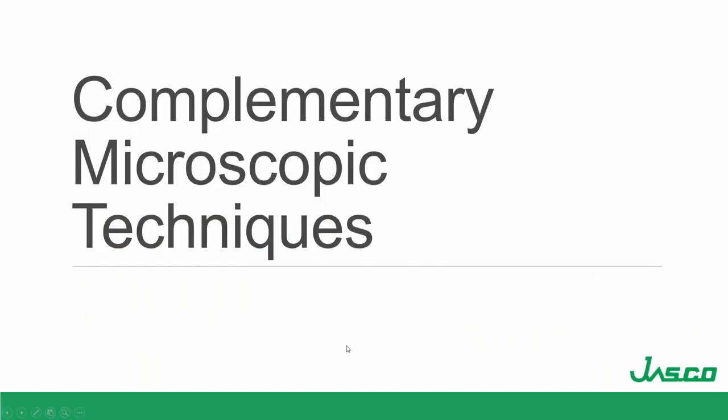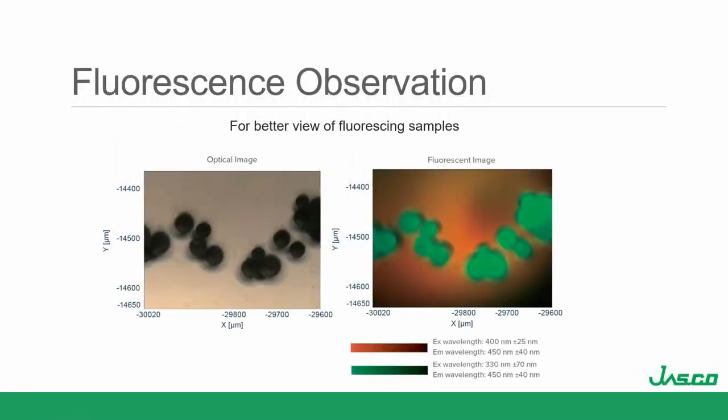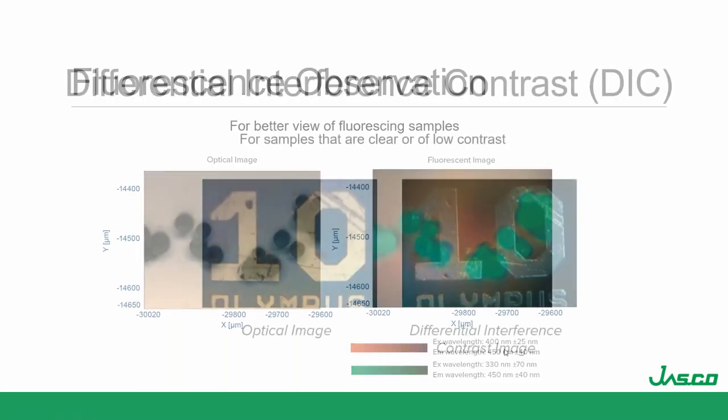All right, some complementary microscopic techniques. One example of a complementary technique is fluorescence. If you have a sample that's hard to see, doesn't have a lot of contrast, and it fluoresces, you can actually get a better picture with the fluorescence unit. And you can use different excitation and emission wavelengths to find the optimal fluorescence.